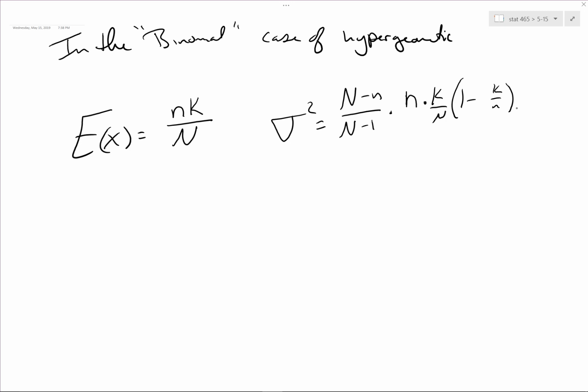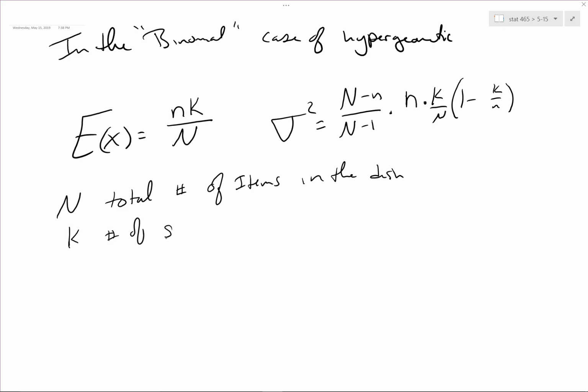So, when we do these problems, hypergeometric says this. There are several things. Obviously, big N is the total number of items in the dish. And k is the number of successes.